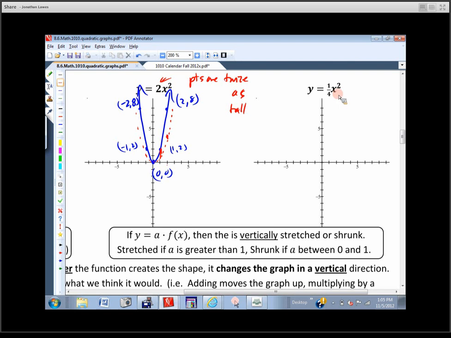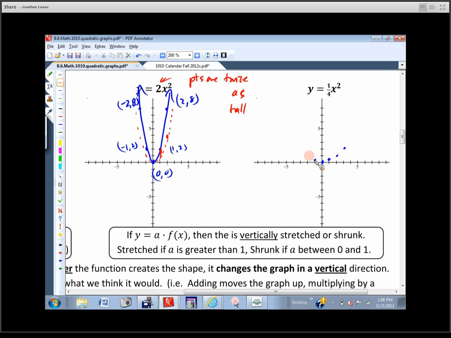So let's look at this one. Plug in a 0, you get out a 0. Plug in a 1, you get 1 times a fourth. 1 times a fourth is a fourth. Plug in a 2, you get a 4, but you're going to multiply that 4 by 1/4. What's 1/4 of 4? 1. Plug in a 3, you'd get 9, times that by a fourth. That would be 9/4, so that would be a little over 2, 2 1/4.